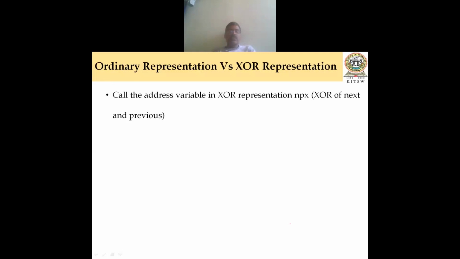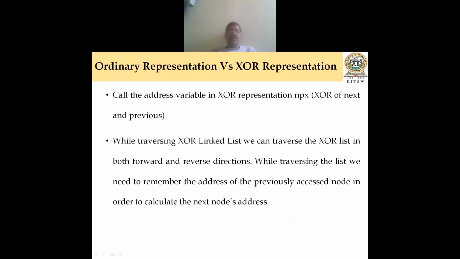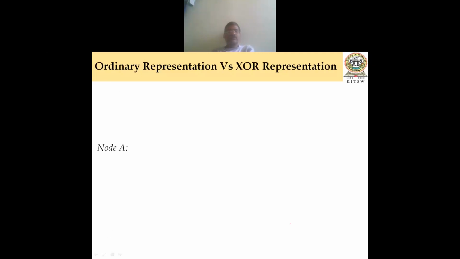We call the address variable in the XOR representation NPX, which is nothing but the exclusive OR of the next and previous link fields. While traversing an XOR linked list, we can traverse in both forward and reverse directions. While traversing, we need to remember the address of the previously accessed node in order to calculate the next node address.